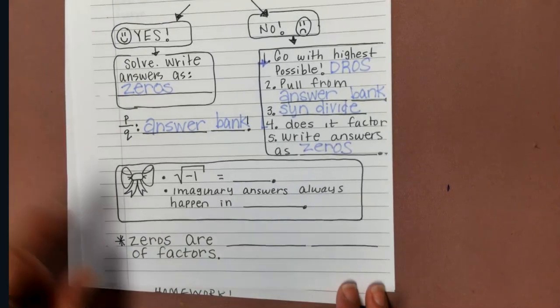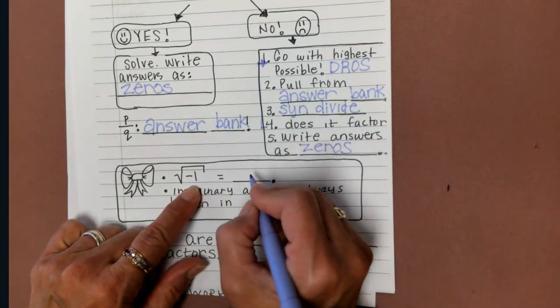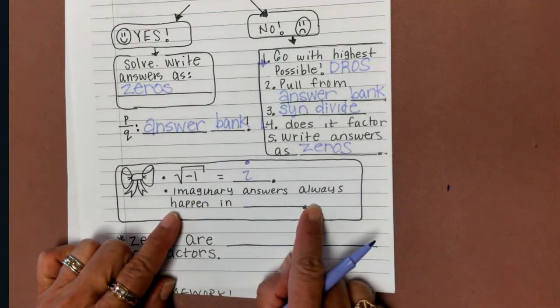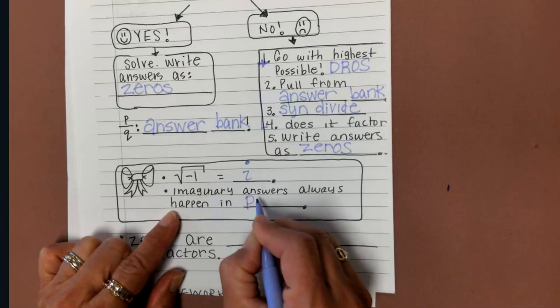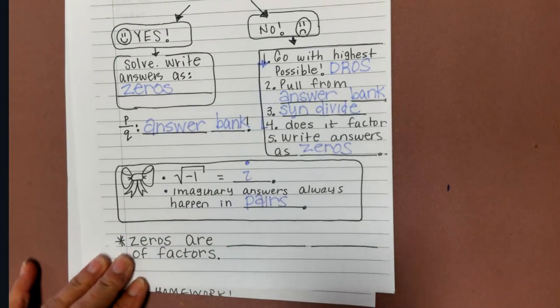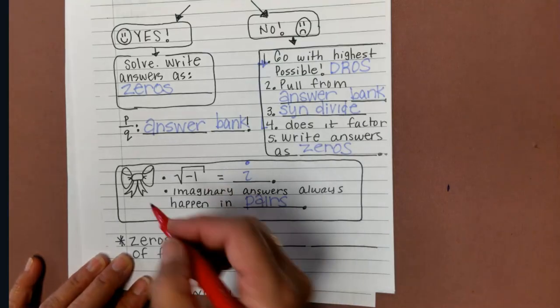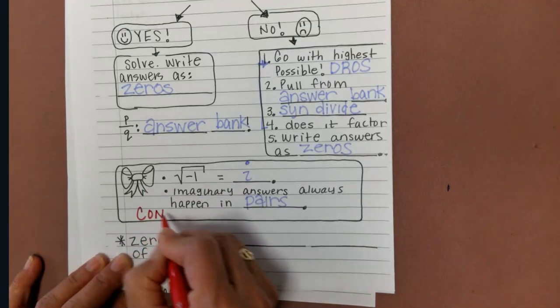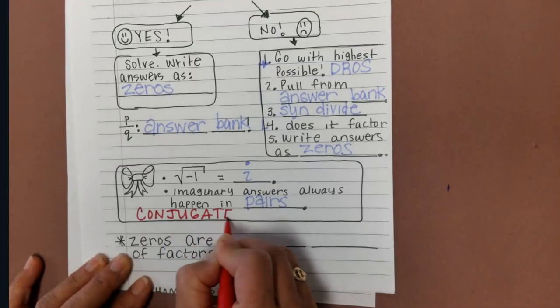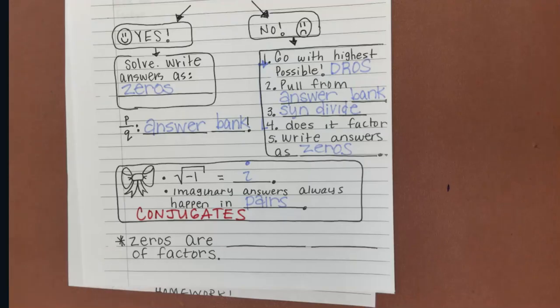One more thing. You guys already know that the square root of -1 is i. Imaginary numbers always come in pairs. Now this is important. And the reason why it comes in pairs is because imaginary answers are conjugates, which means they're just the opposite sign. Like a difference of 2 squares, y'all, a difference of 2 squares is conjugates.